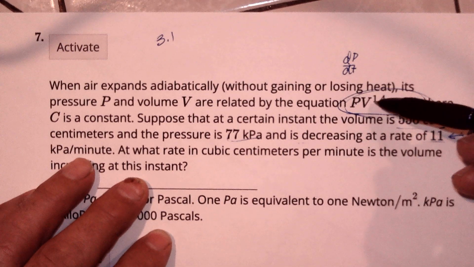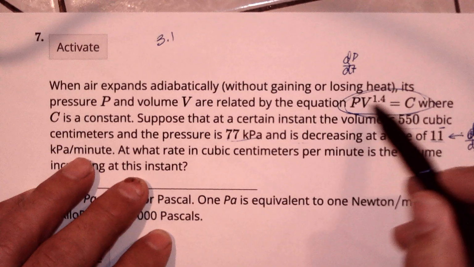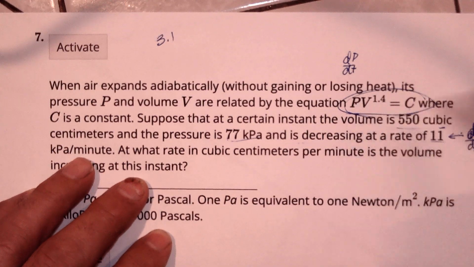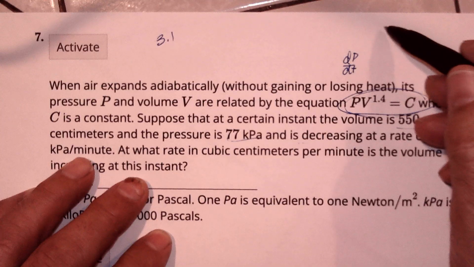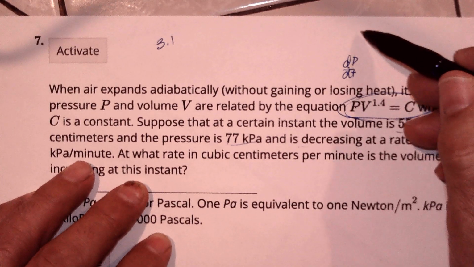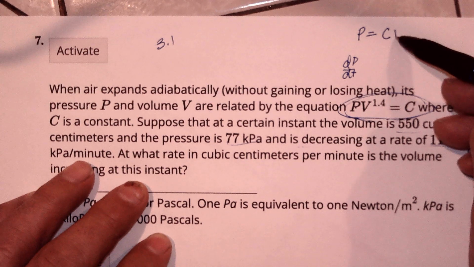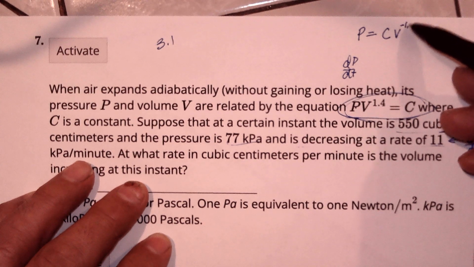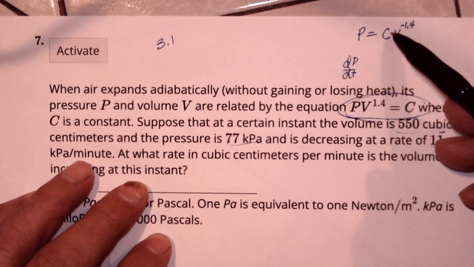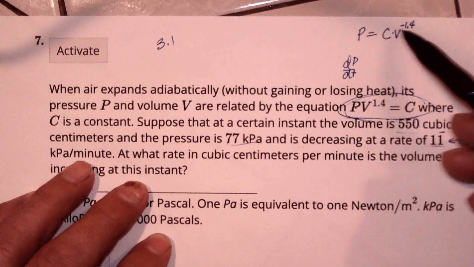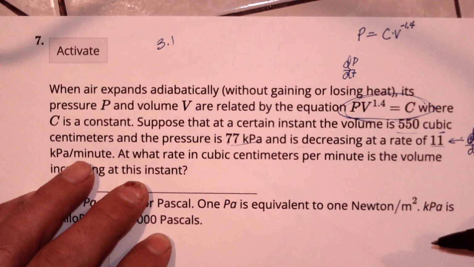And this is a product unless we divide by V to the 1.4. So let's start with P equals C V to the negative 1.4. So this is a constant times it, so I don't have to do product rule. Otherwise, I'd have to do product rule here.